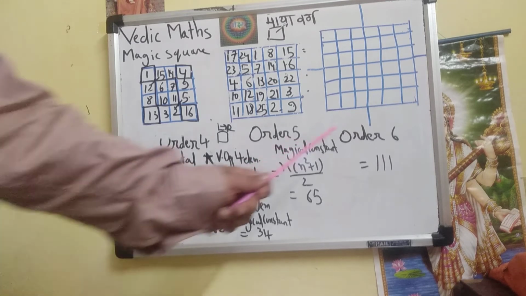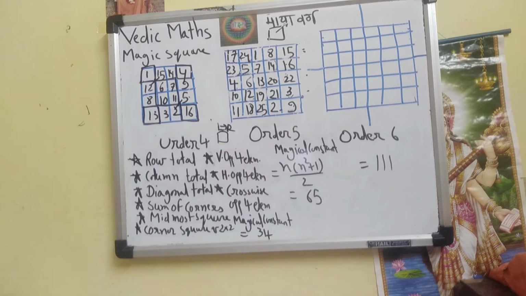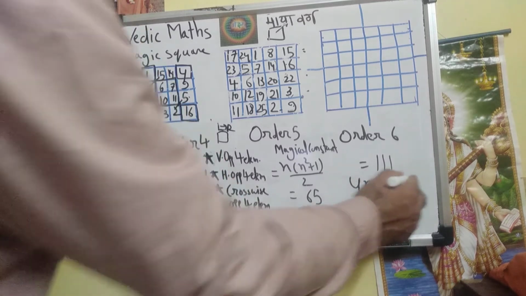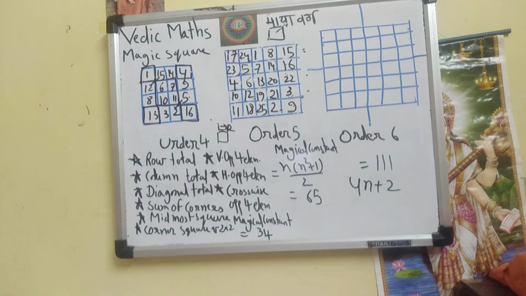Now we come to the magic square of order 6. There is a quite different method of forming a magic square of order 6 or 10 or 14. It will be of the order 4n plus 2. If we put n equal to 1, then we get 6. If we put n equal to 2, then we get 10. So of order 6, 10 and so on.